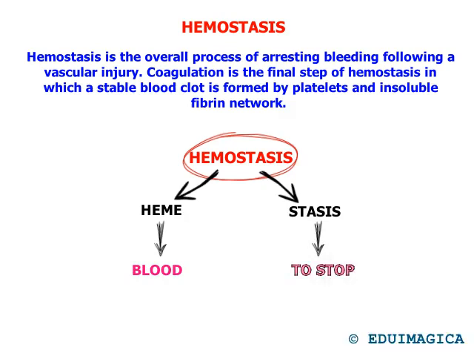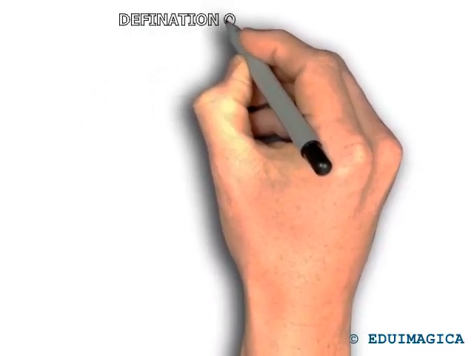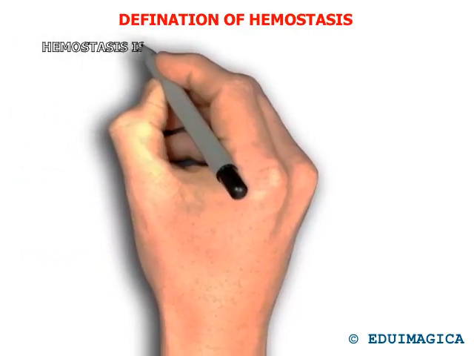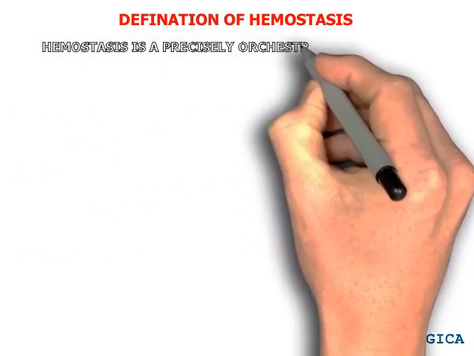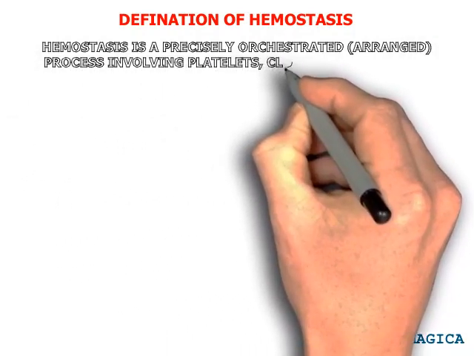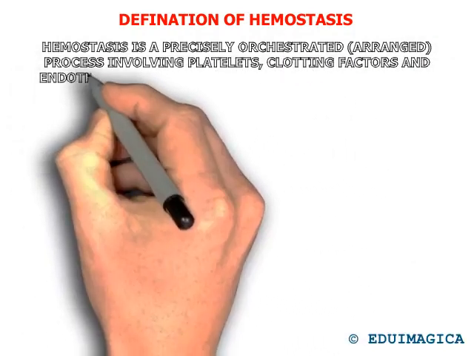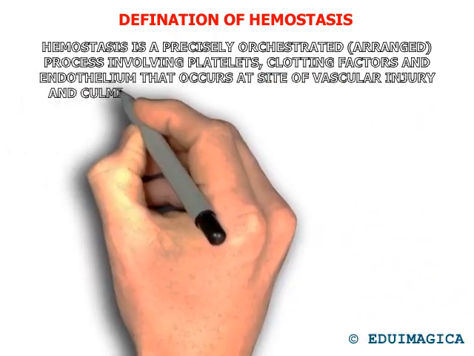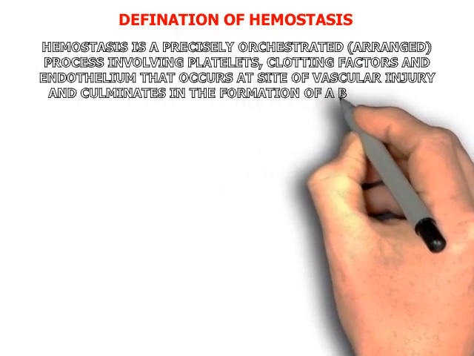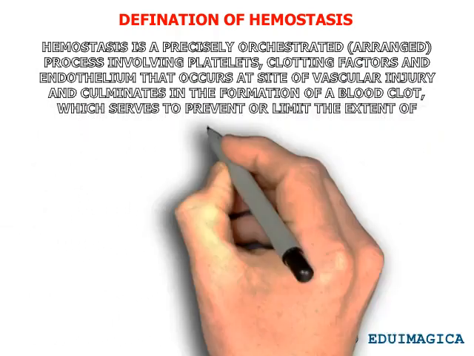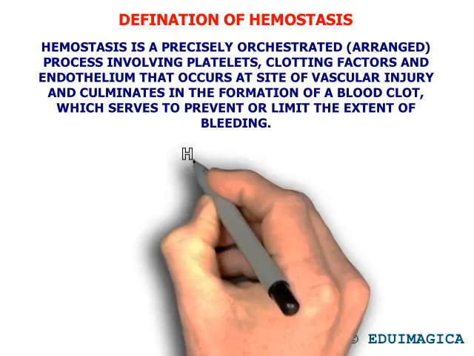Now let's talk about the biological definition of hemostasis. Hemostasis is a precisely orchestrated process involving platelets, clotting factors, and endothelium that occurs at a site of vascular injury and culminates in the formation of a blood clot, which serves to prevent or limit the extent of bleeding.